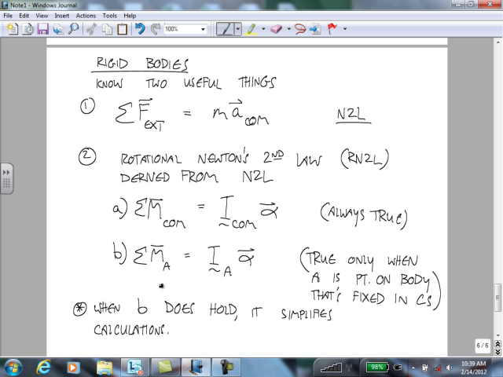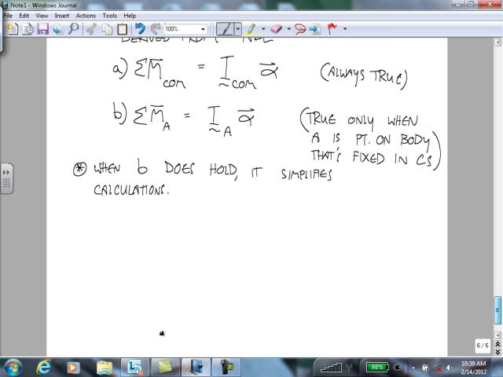Yep. Does it have to be on the body? No, but it needs to be fixed relative to the body. So if I was thinking like a donut that has an empty center, the center of mass would actually be outside the body. The center of mass definitely doesn't have to be on the body. Because then it seems like if A is the center of mass, then they're usually the same. Yep, that's right.